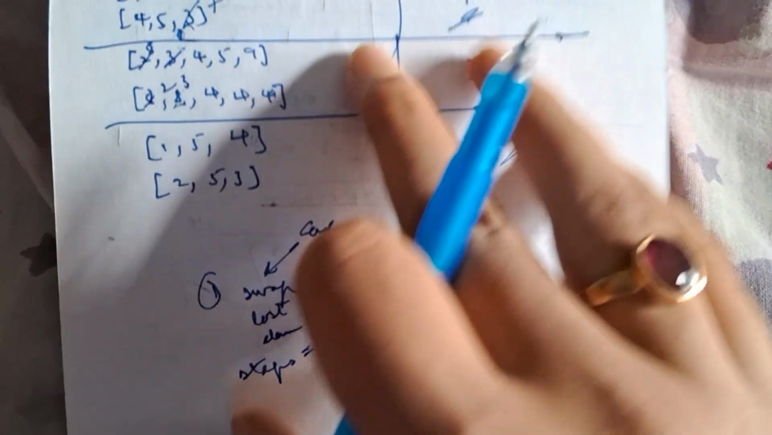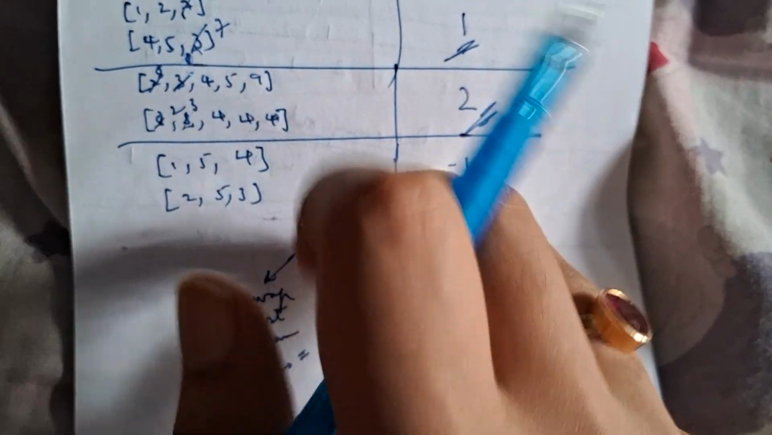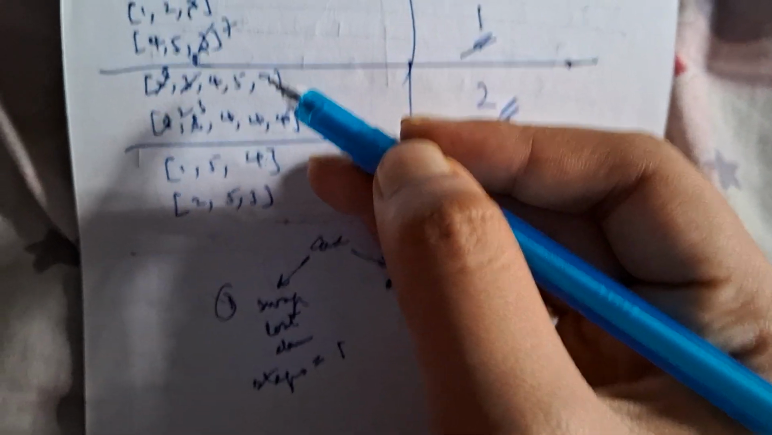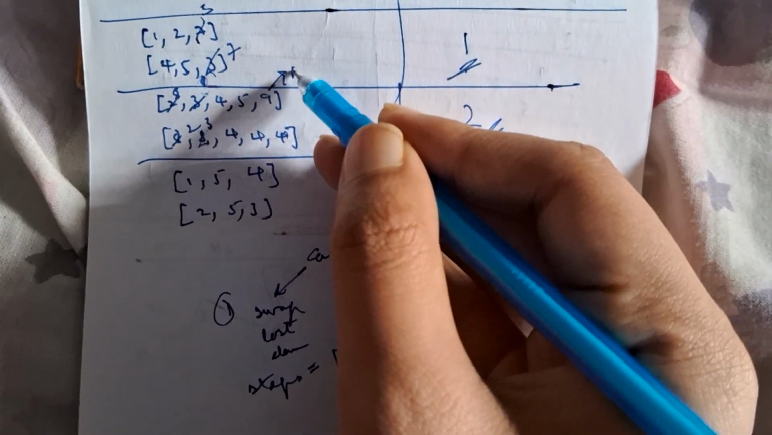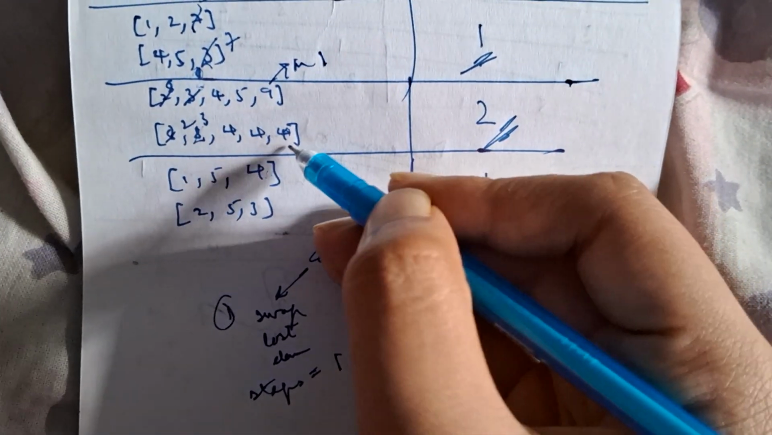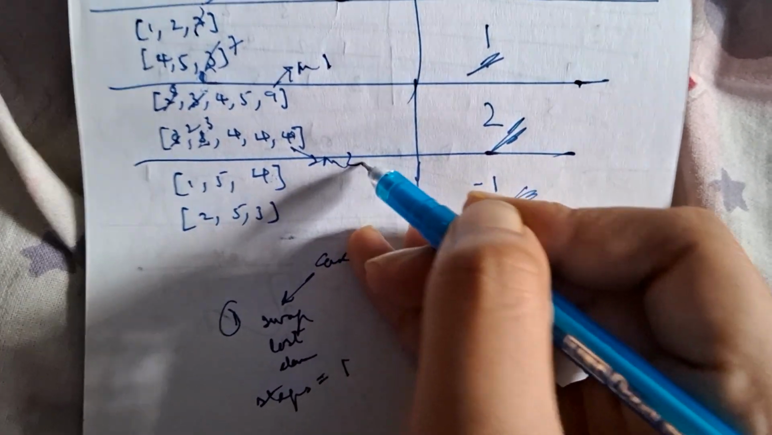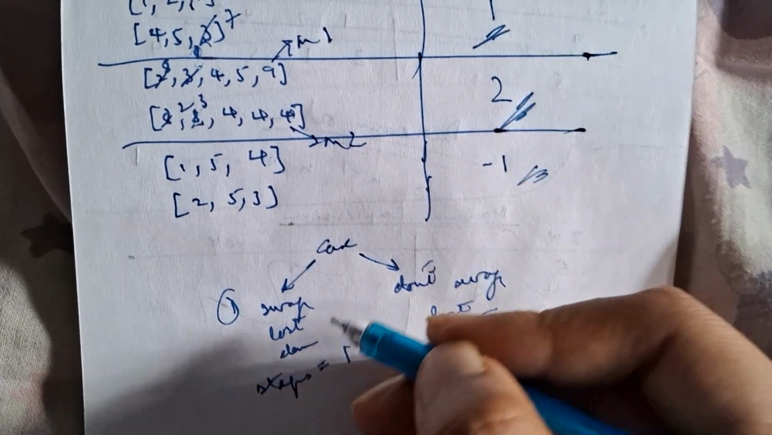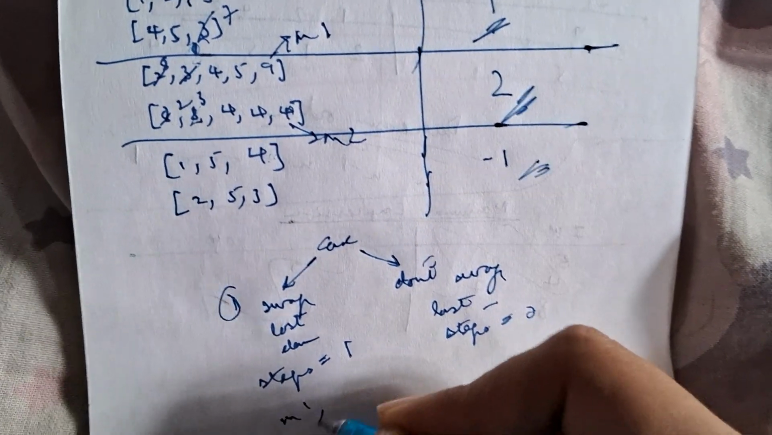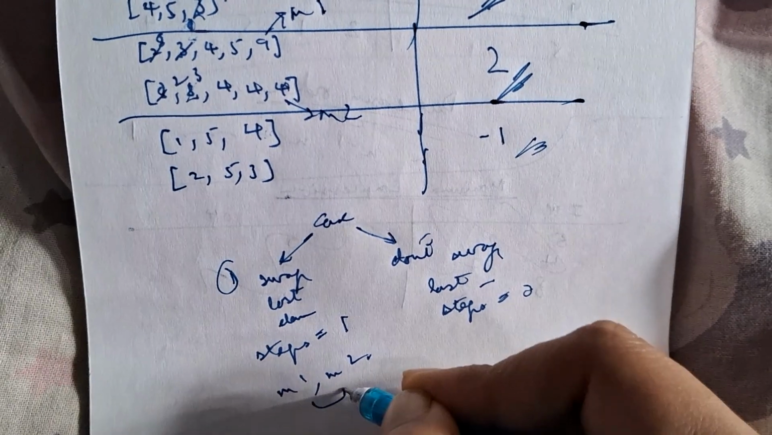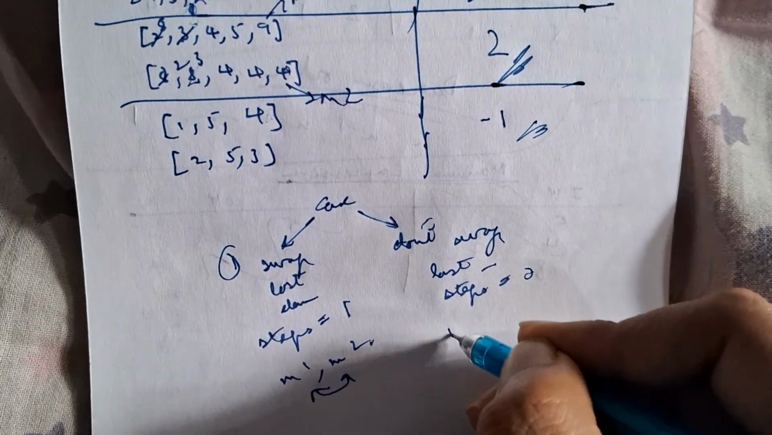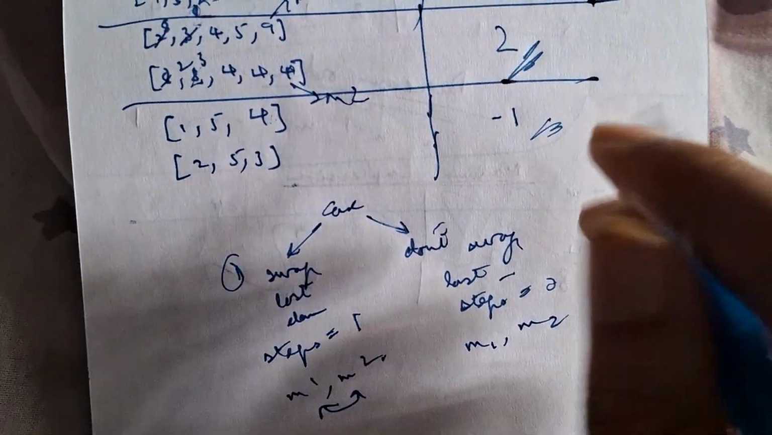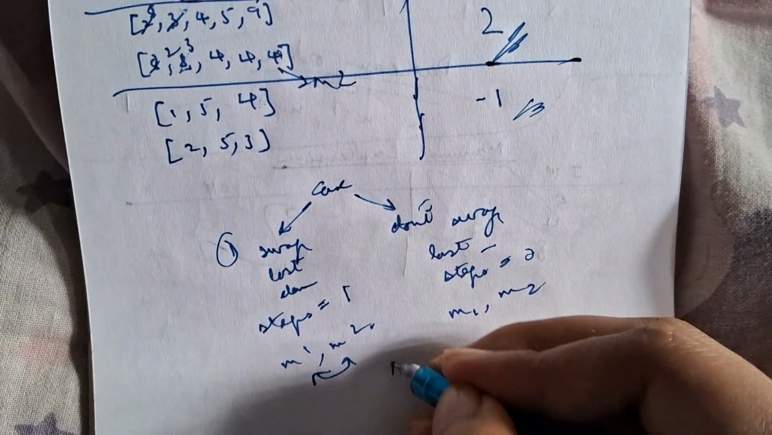Now once we are done with this, we have to check. Let's say this is maximum 1 and this is maximum 2. If we swap, the values of m1 and m2 get reversed, right? And if we don't swap, m1 and m2 remain as they are.